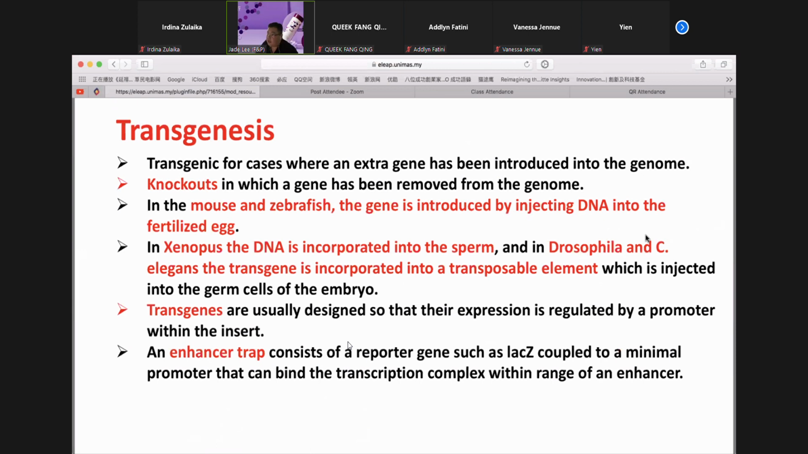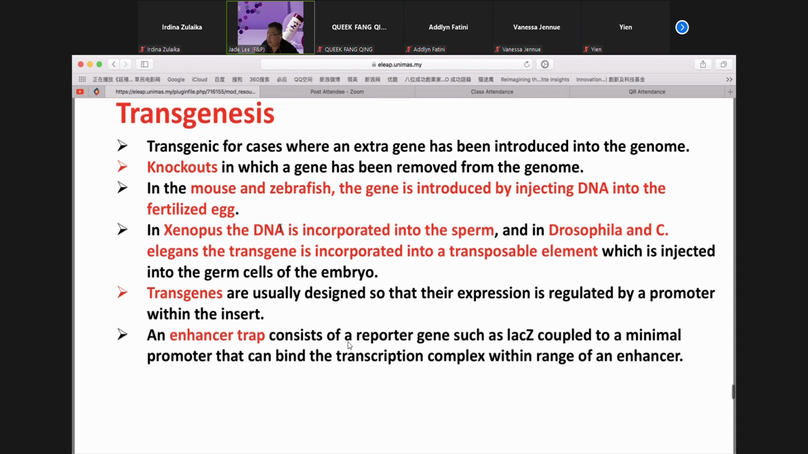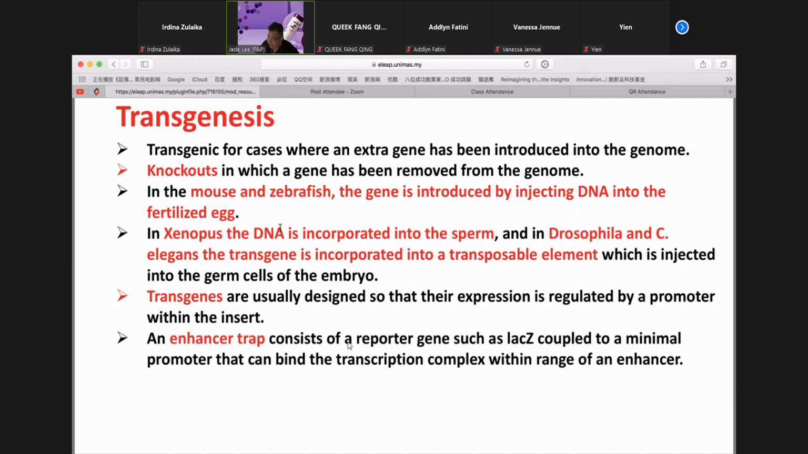Transgenics is for the case that extra genes has been introduced into the genome. Maksudnya kita knock in. Kita buat extra gene tu kepada certain organism, kita nak tengok apa yang akan berlaku kepada organism itu. And knockout is which a gene has been removed from the genome. Okay, so in mouse and zebrafish, the genes is introduced by injecting DNA right into the fertilized eggs. I have done a lot of this lah, kita buat transgenic ini. Ya, just do injection saja the DNA, then we alter the DNA.